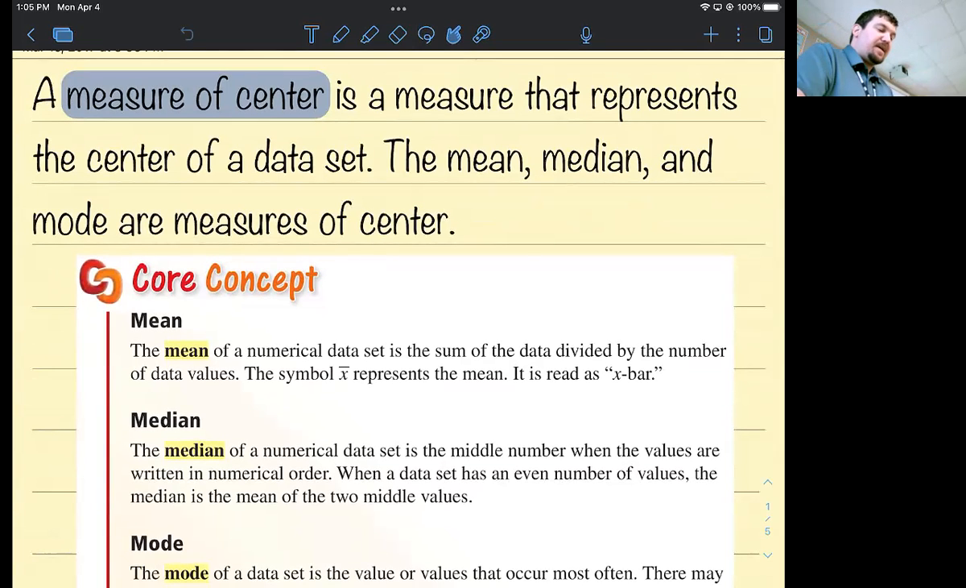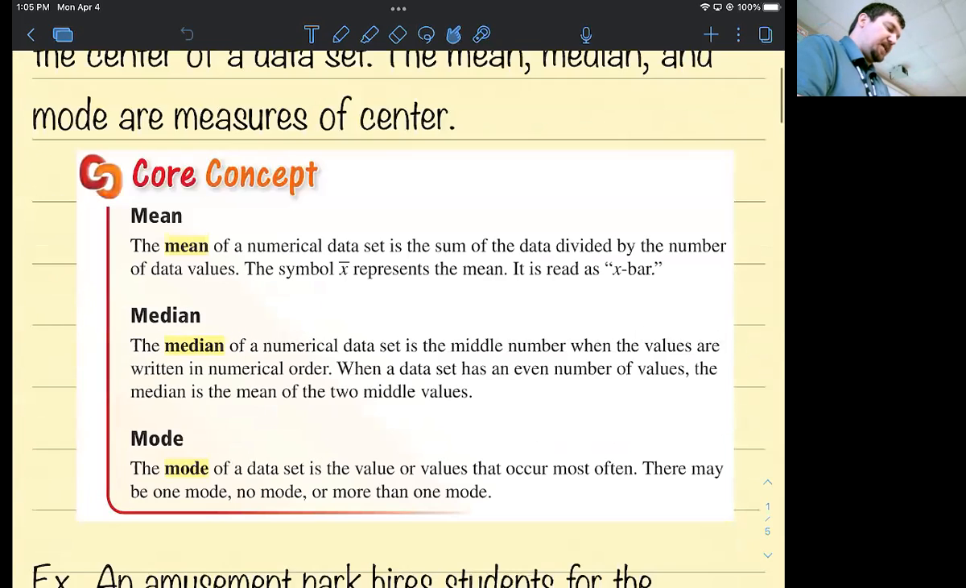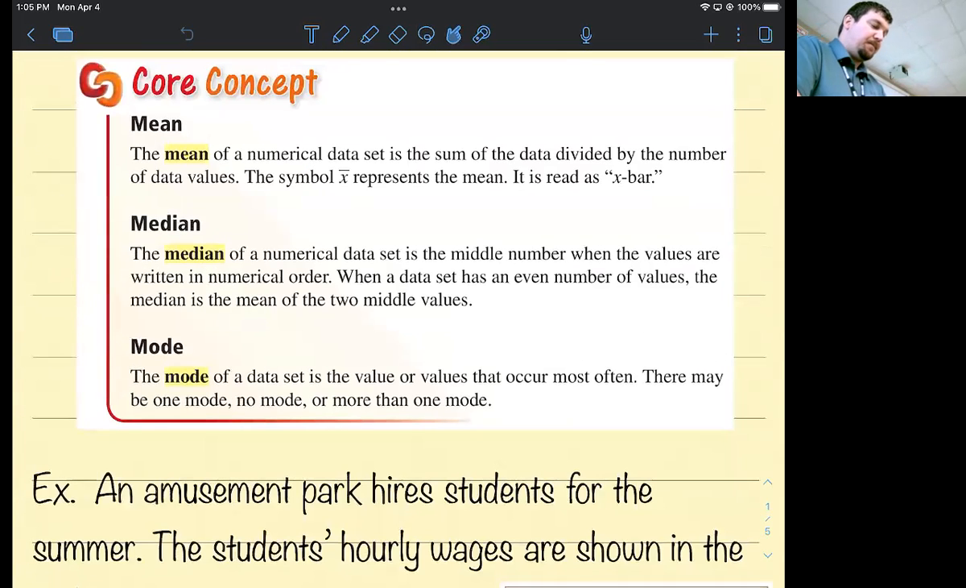Pretty obvious. The mean, median, and mode are measures of center, and if you've forgotten, the mean of a numerical data set is the sum of all the data divided by however many data values there are. So if there are 7 numbers that you're averaging together, mean is also called the average, then you would divide by 7. If there's 8, then you would divide by 8. The biggest thing I've seen with the mean is that people will add them up and divide by 2. Well, that's what you would do if you have 2 numbers. But if you have more than 2 numbers, you're going to divide by however many numbers you have.